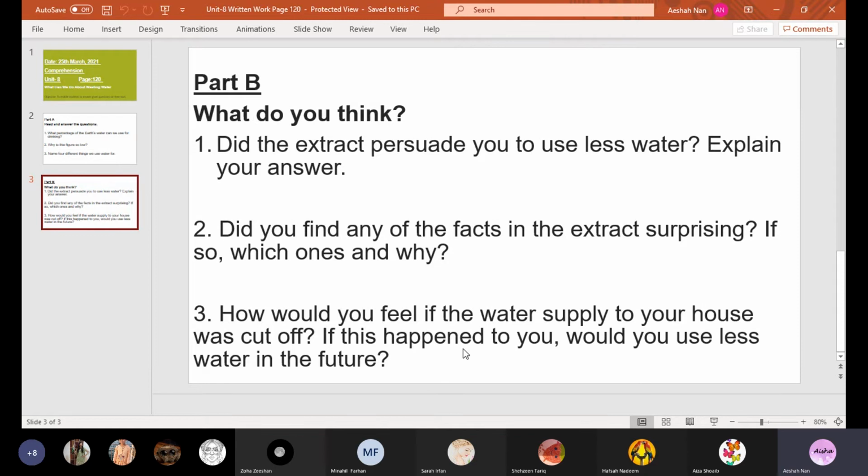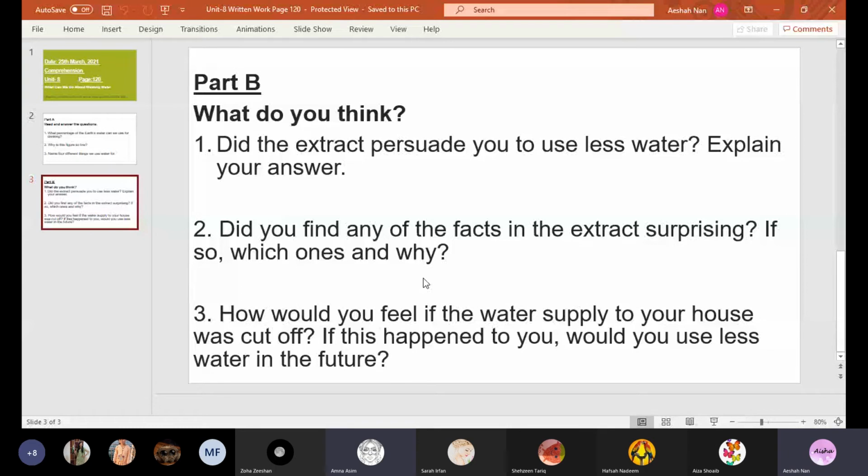Okay, first pay attention. How would you feel, girls? Be attentive. Question 3. How would you feel if the water supply to your house was cut off? Uncomfortable. Very sad. You would be at discomfort. Okay. If this happened to you, would you use less water in the future? Yes, you will use less water in the future.